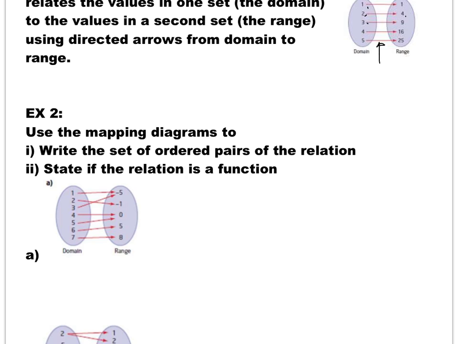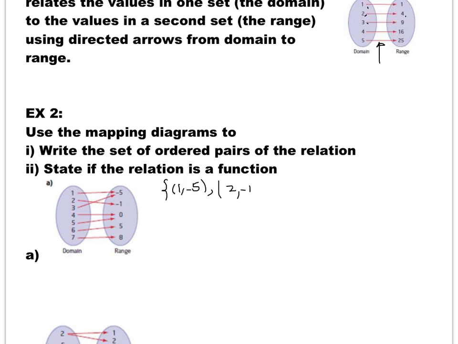In the first example, we have been given two mapping diagrams, and we are supposed to write a set of ordered pairs and state if the relationship is a function. Now, to write it as ordered pairs, I'm going to use curly brackets. So the function is 1 comma negative 5. This is 1 point. 1 goes to negative 5.